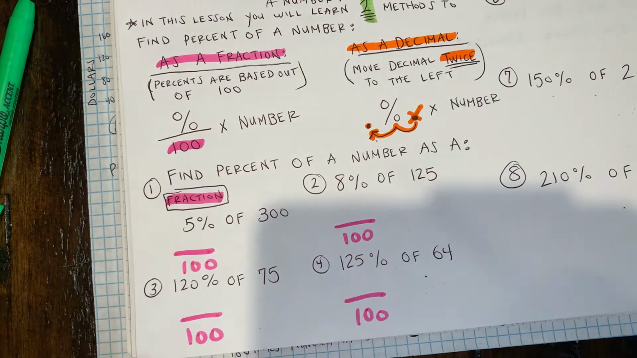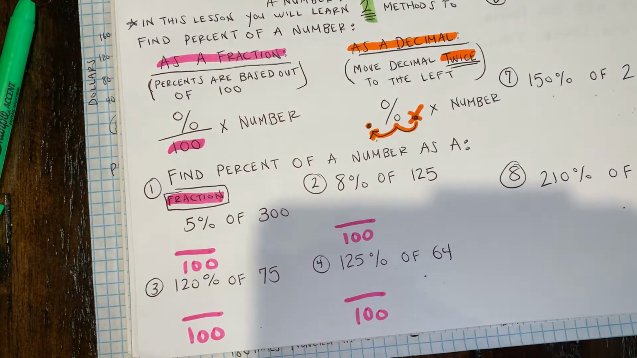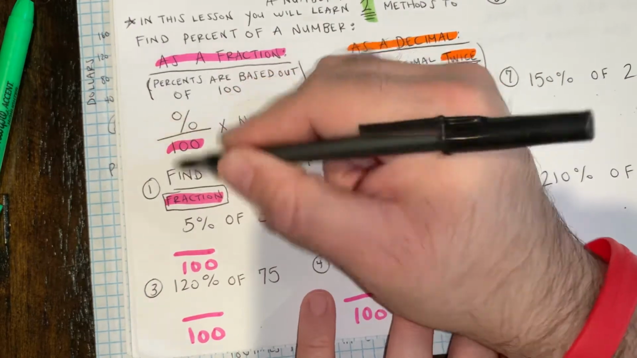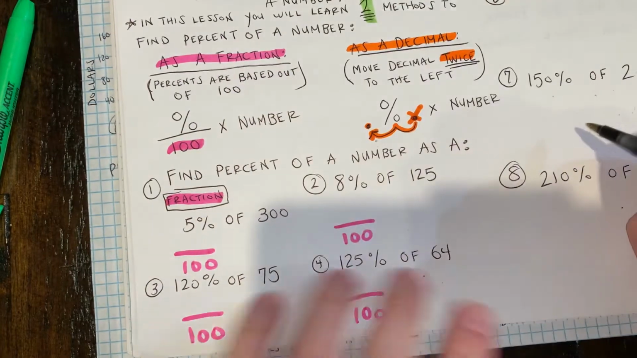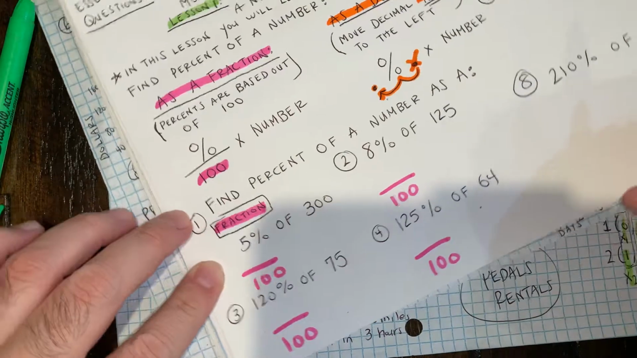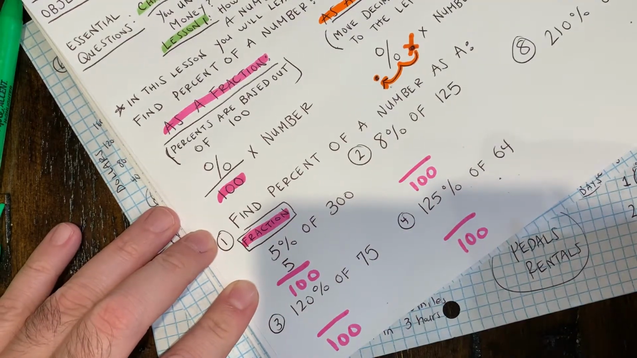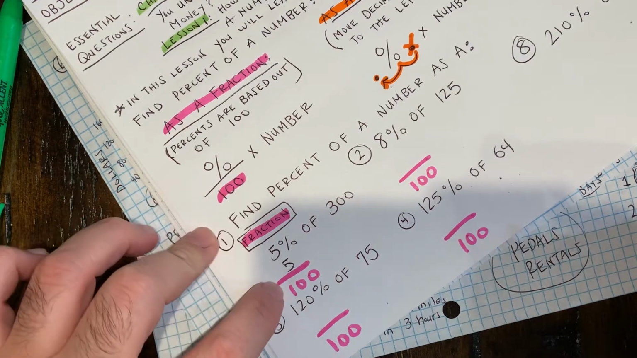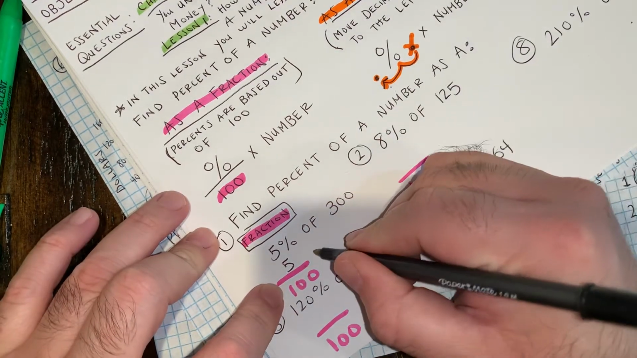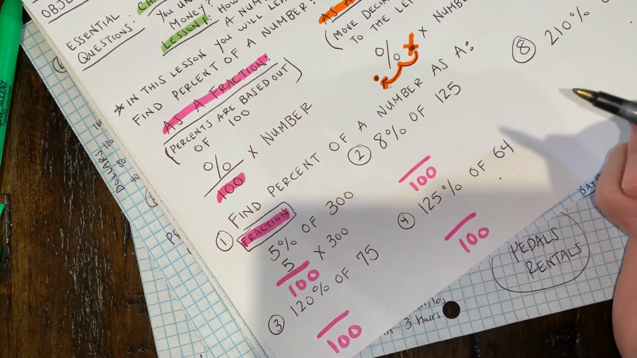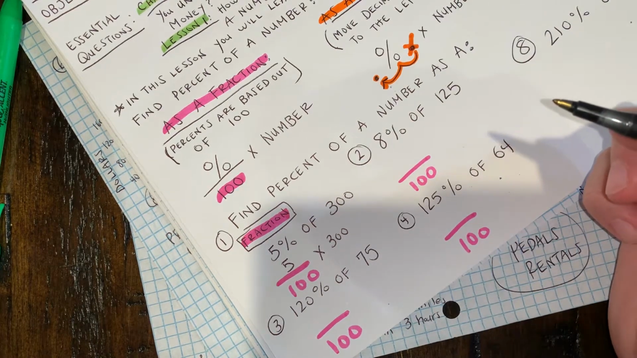Now, all you have to do to figure out what the percent of a number is as a fraction is you're going to get your percent and put it above 100. So you can see that they have given us 5%. All you're going to do is put 5 over 100. So put your percent over 100, and then all you have to do is multiply by whatever number they provide for you. And that's it. That's all we're going to be doing.